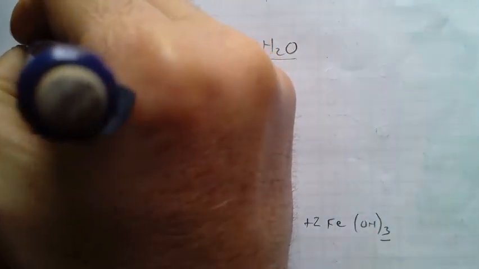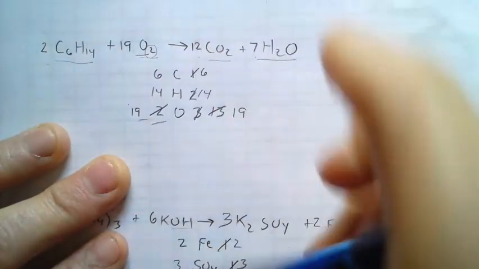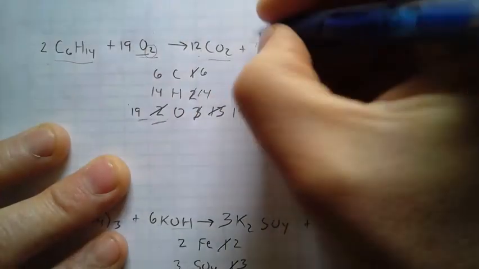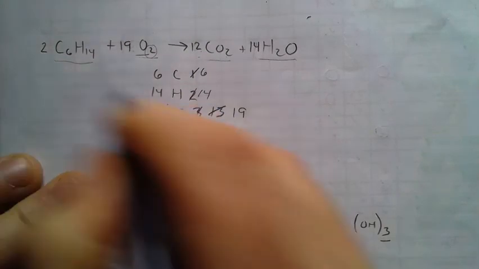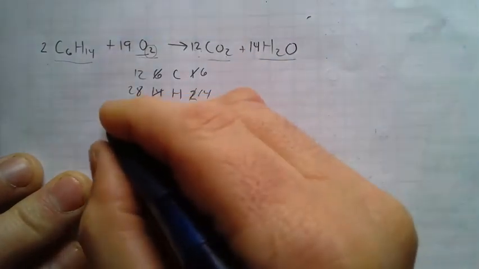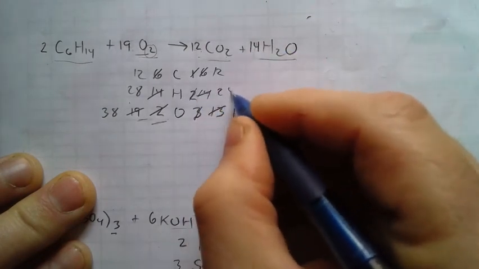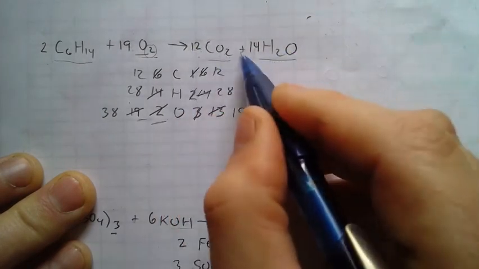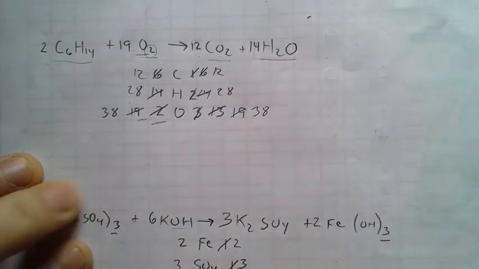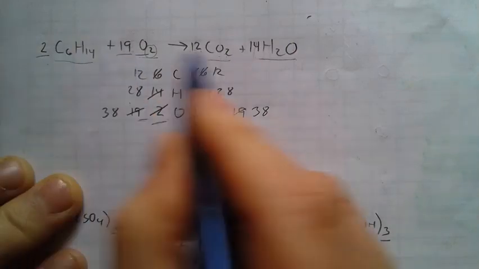So this becomes 2. All right. 9.5 becomes 19. 6 we erase to become 12. And 7 we erase to become 14. Now we double check. Since we doubled everything, there's 12, 28, and then that's 38. On the right, we have 12. 14 times 2 is 28. And then 12 times 2 is 24. Plus 14 is 38. And we end up with a balanced chemical equation and whole numbers.